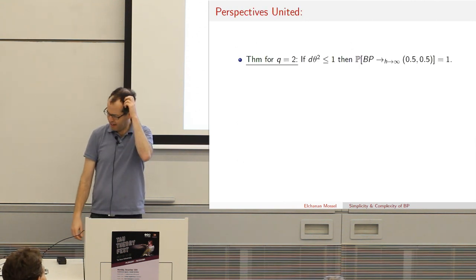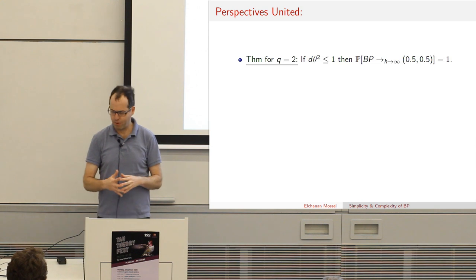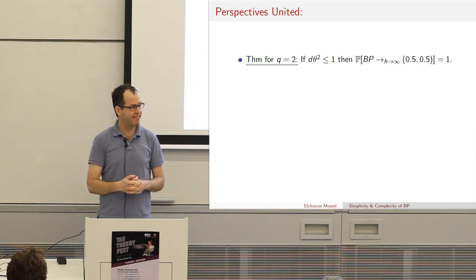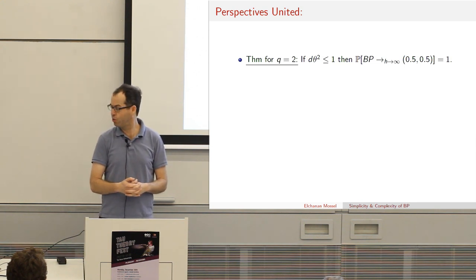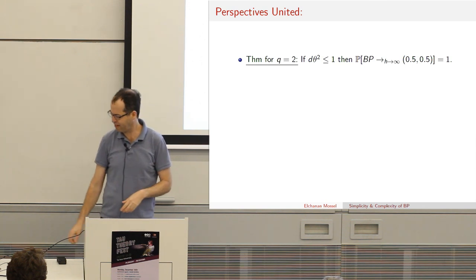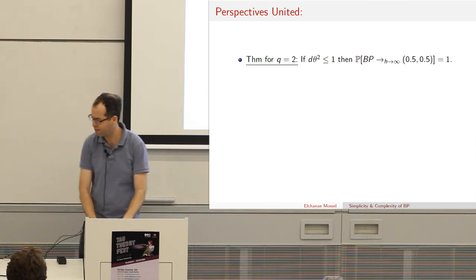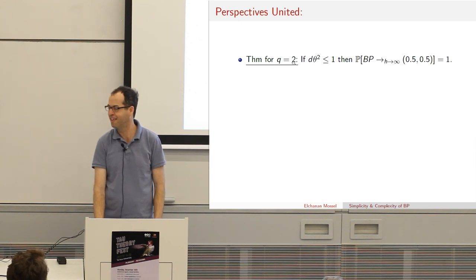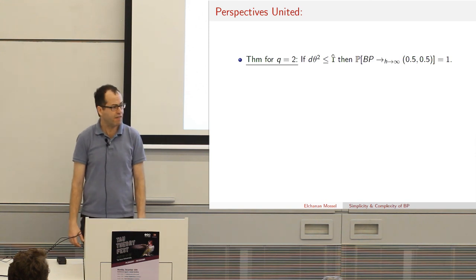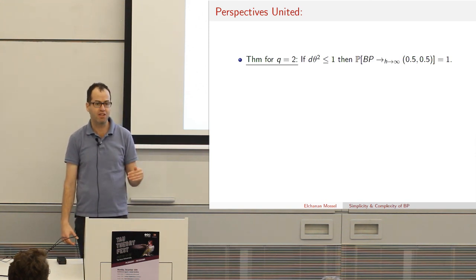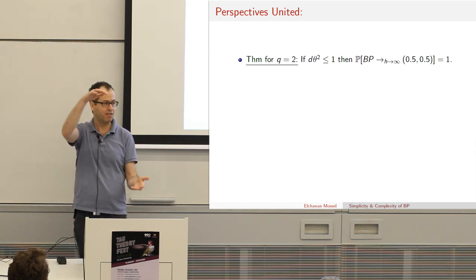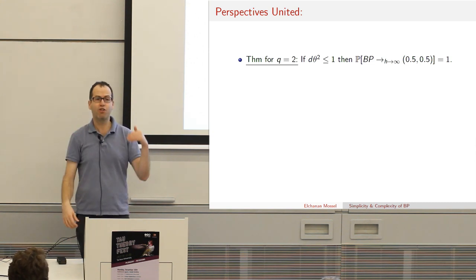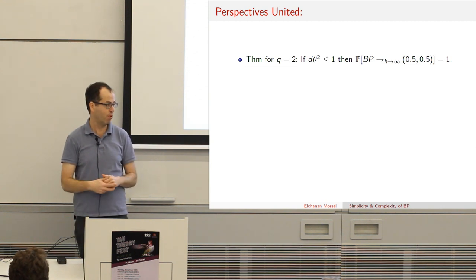OK, a more striking theorem, which will lead us to where we want to go, is that in fact, this is tight in some sense in the case that q is equal to 2. So just in the case where q is equal to 2, in this linear theory, if theta squared is less than or equal to 1, then even if you apply the optimal information theoretical algorithm, which is belief propagation, as the number of layers goes higher and higher, eventually your posterior is going to be half, with high probability.